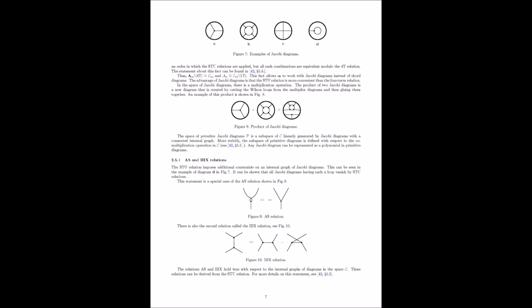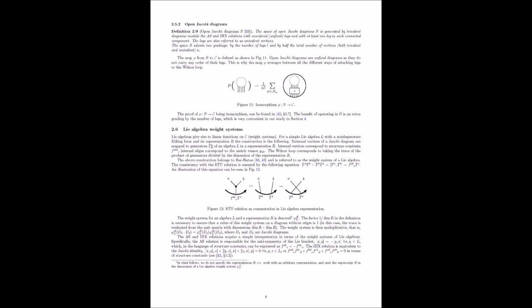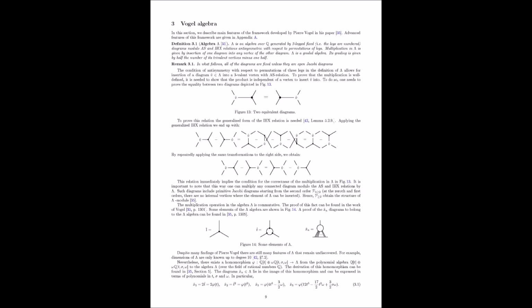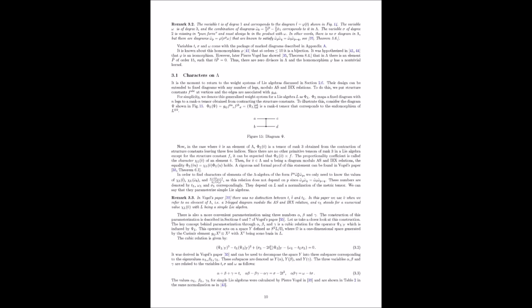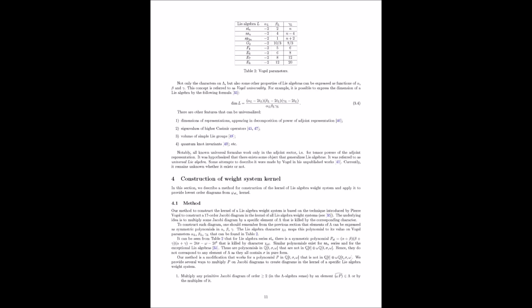They then go on to present a more elegant parameterization using the Vogel parameters, alpha, beta, and gamma. These parameters are related to T, U, and O through a set of equations, equation 3.3, providing a more unified and insightful way to express characters and other Lie algebra properties. It's like finding a common language. Yes, a universal framework for describing the diverse properties of Lie algebras.